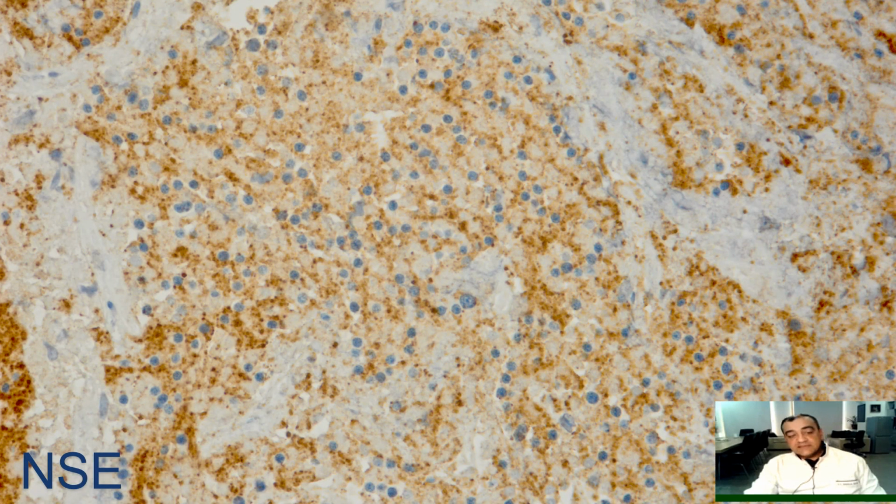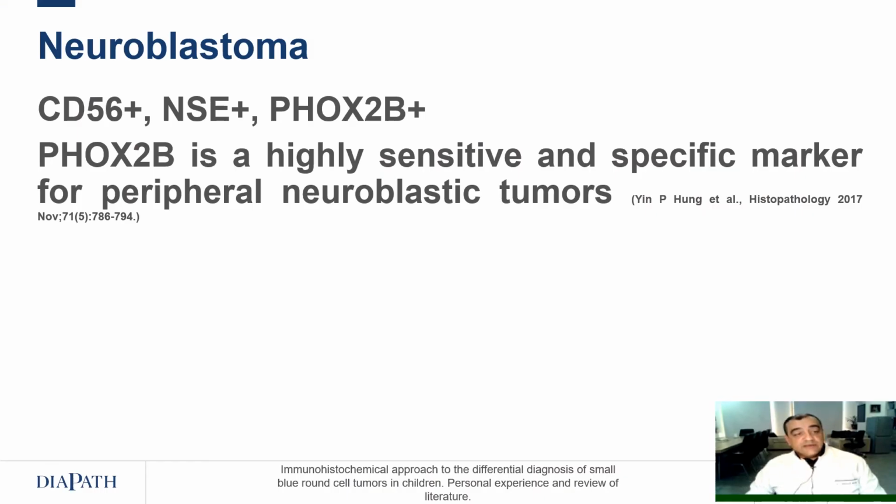NKX2.2, as expected, is negative. It's specific for Ewing sarcoma, as we have already discussed. And neuron-specific enolase nicely highlights the cytoplasm of the neoplastic cells in neuroblastoma. So in summary, we can conclude that in order to recognize and diagnose neuroblastoma, we must have CD56, NSE positivity, and of course PHOX2B, because it's a highly sensitive and highly specific marker for peripheral neuroblastic tumors.